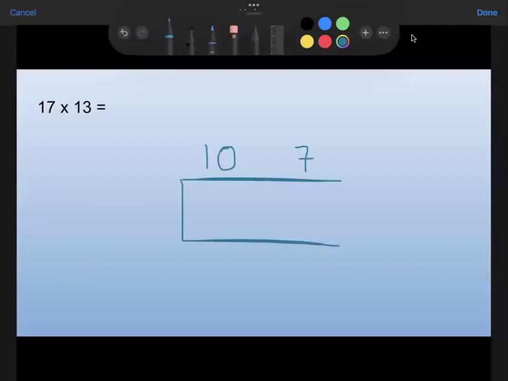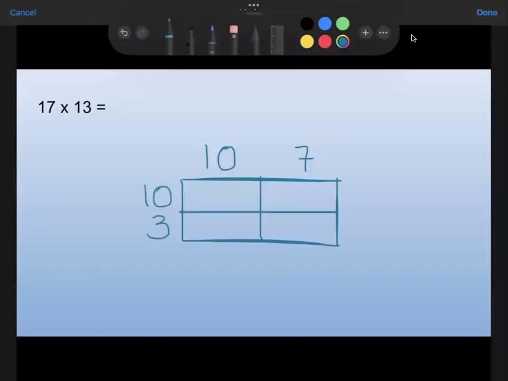Okay, so I'm going to make my box under here and I have two columns for that, one for the tens and one for the seven. Then I need to split up the 13. So 13 has a one in the tens place, so that represents 10, and then three ones. So that's how I split that up. So I had to split up both numbers this time.